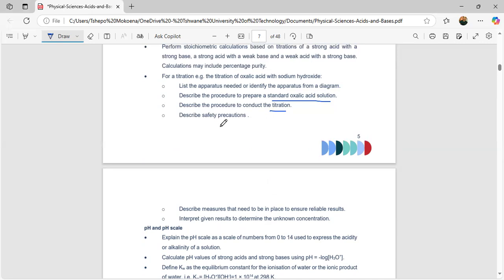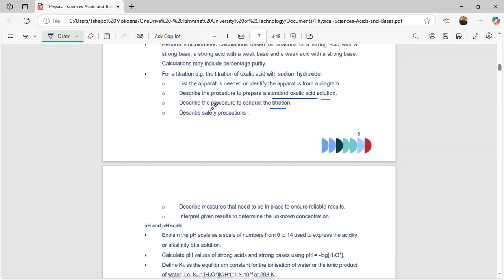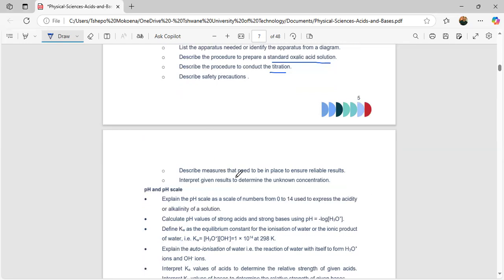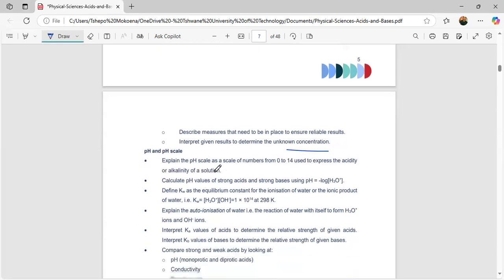We'll discuss those procedures. And then again, we will describe the safety precautions that you need to take, whether you add acid to water or water to acid when you dilute. Those are the safety precautions that we're going to look at. Okay. Then again, describe the measures that need to be in place to ensure reliable results, and interpret given results to determine the unknown concentration, which we're going to do through the titration, definitely.